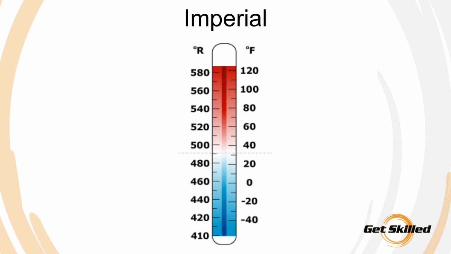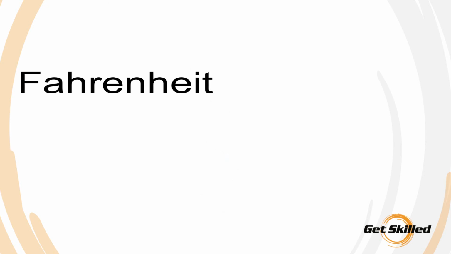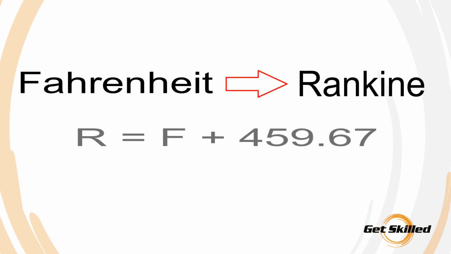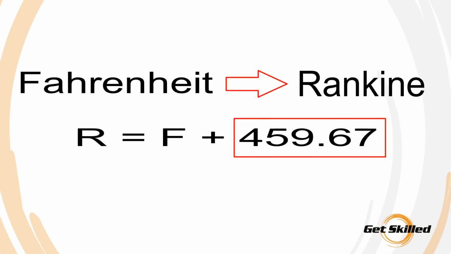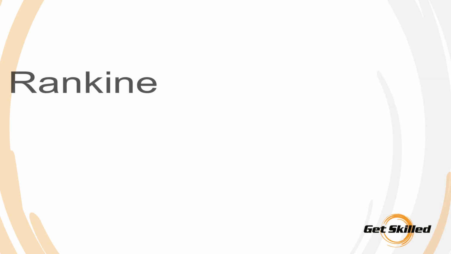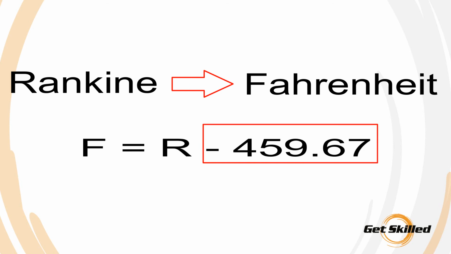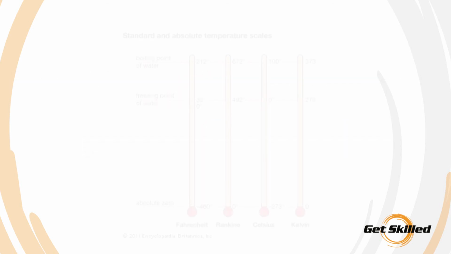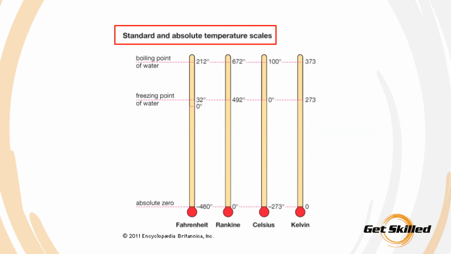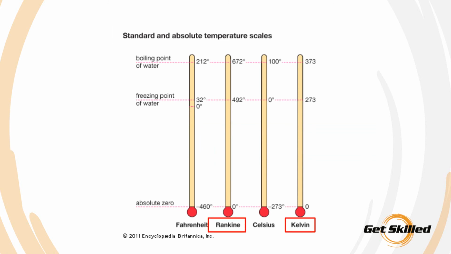The standard imperial unit is Fahrenheit, and the absolute imperial unit is the Rankine. To convert Fahrenheit to Rankines, you add 459.67. To convert Rankines to Fahrenheit, you minus 459.67. The absolute temperature scale is any thermometric scale on which a reading of 0 coincides with the theoretical absolute zero of temperature.